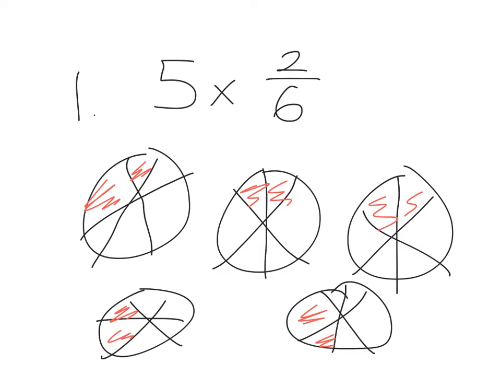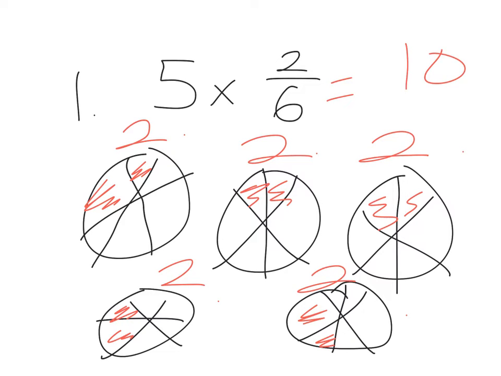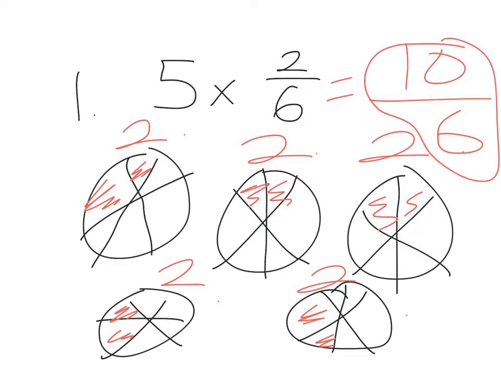Okay, now we're going to add all the pieces that are shaded, or we can count out loud. So we have 2 here, 2 here, 2 here, 2 here, 2 here. So we have 2, 4, 6, 8, 10. So I have 10 pieces that are shaded, and my denominator never changes, so my denominator will be 6. So we have 10/6.